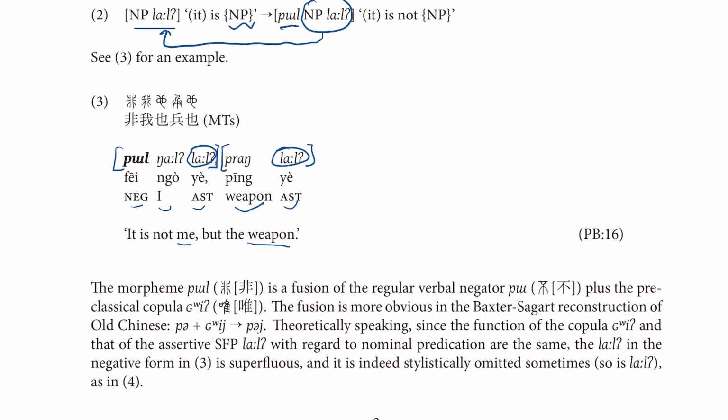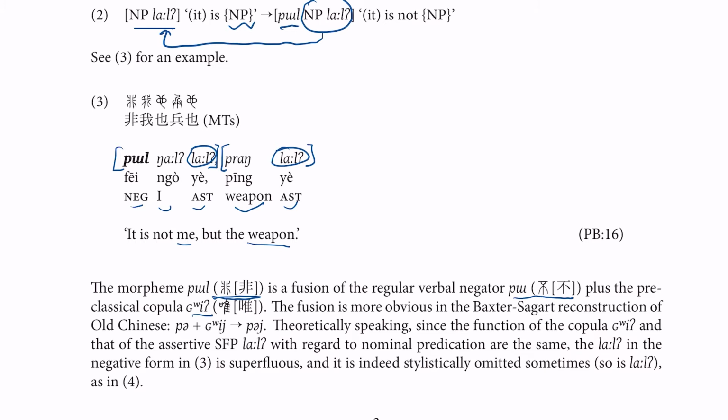Here's a bit more information on the negative particle pu, which is written in this way, okay? And in the Mandarin is pronounced fei. This is actually a fusion of the regular verbal negator, pu, okay, plus the pre-classical copula gui.